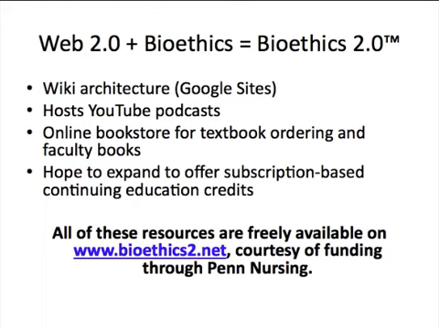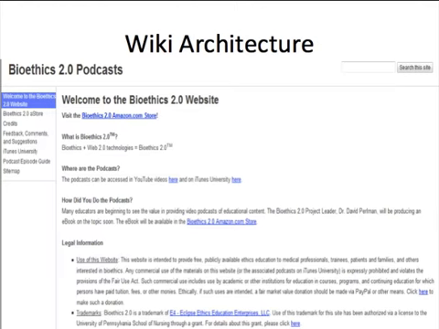And it uses a wiki architecture from Google Sites, which is absolutely free for anyone to use. Hopefully, sometime down the road, it'd be great if we could offer continuing education credits for these things, but that's not something I'm capable of doing. But through Penn, we could probably do those things. And here's what it looks like. Here's the front page. It's nothing fancy. I'm not an HTML programmer. You don't have to be to do a wiki.